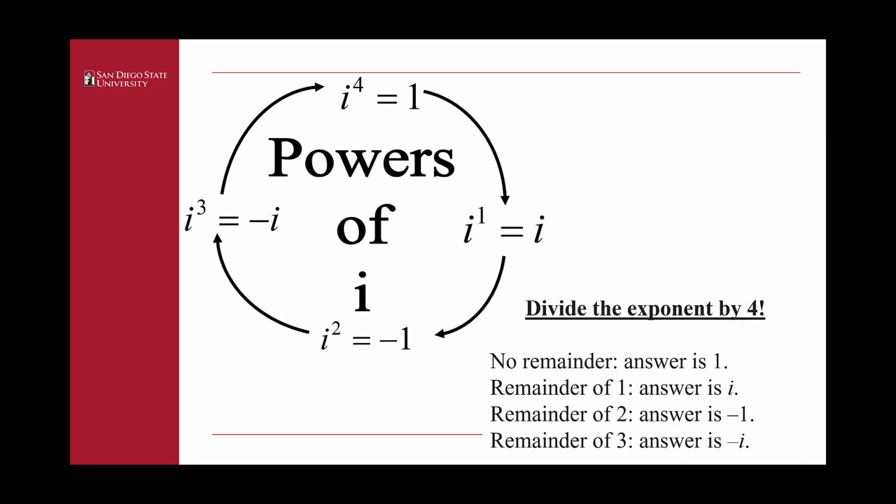So the pattern is clear, but how can we deal with larger powers of i, like i to the 36th, i to the 39th, or i to the 100th? It's quite easy as well. We should divide the power exponent by 4. If there is no remainder, the answer is 1, just as i to the 4th. This means that we can divide this exponent number by 4 with no remainder. If the remainder is 1, then the answer is i. And if the remainder is 2, the answer is -1. And if the remainder is 3, the answer is -i.